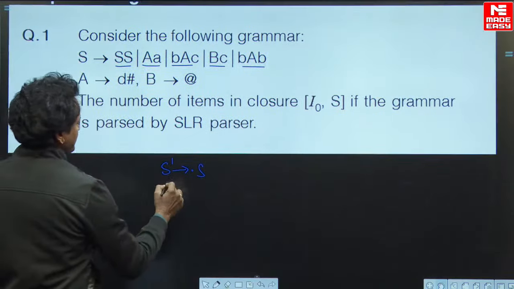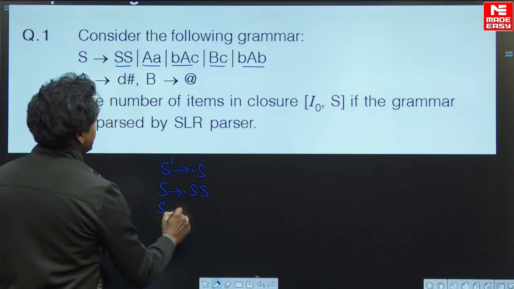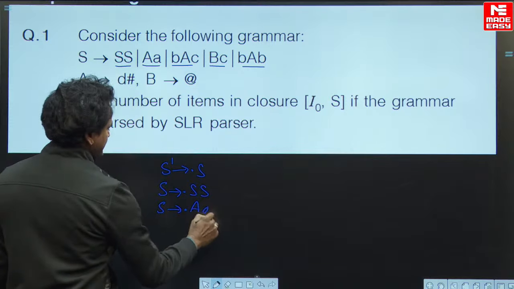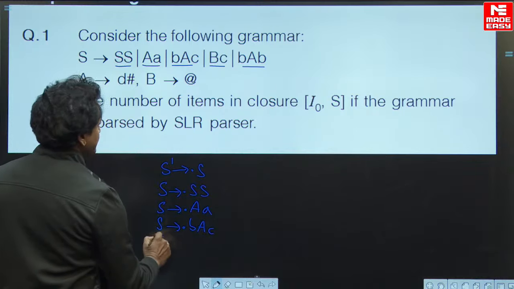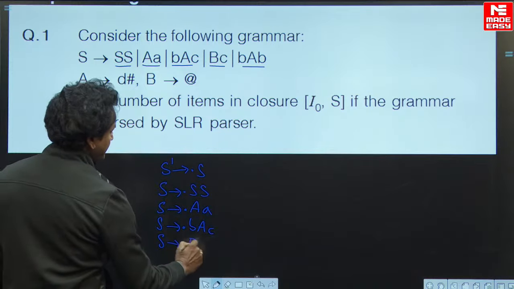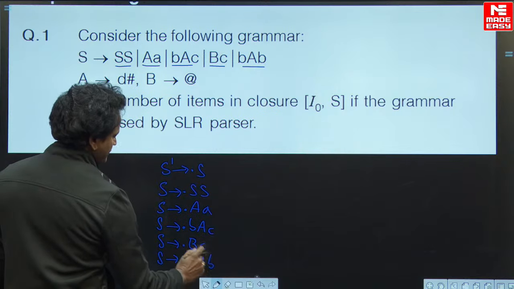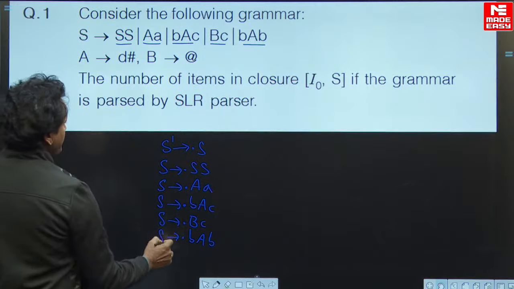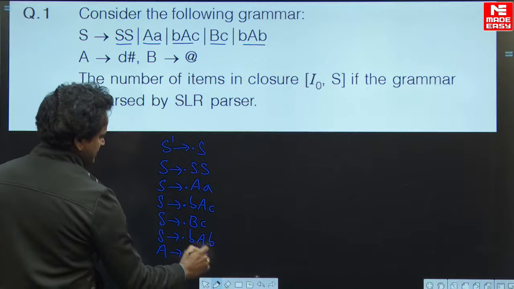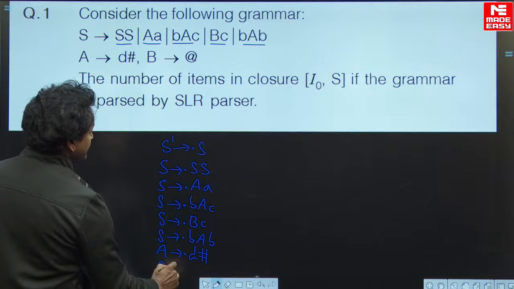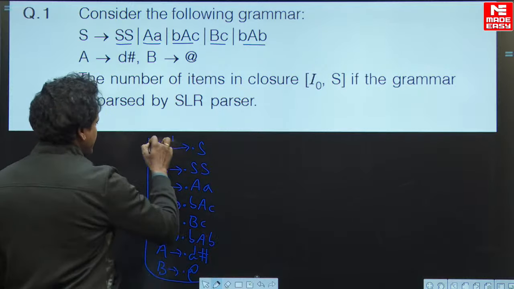So I'll write all of them. S derives dot SS, S derives dot aA, S derives dot bAC, S derives dot bC, and S derives dot bAb. And after dot A you have to add its productions, dot d and hash, and after dot B we have to add its production also. So this is given as I naught.